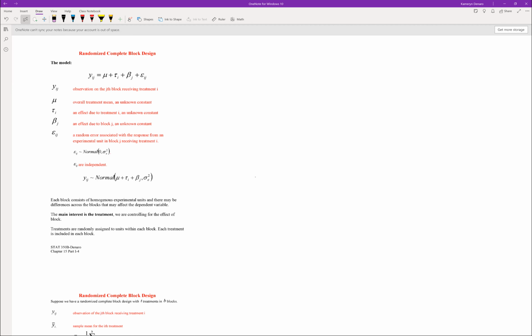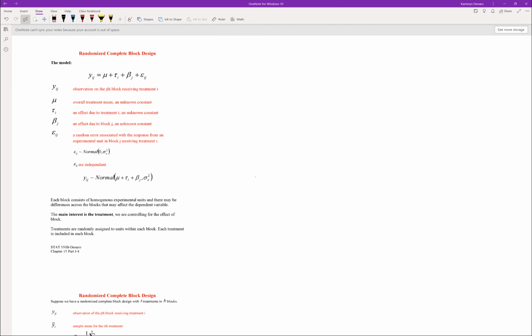Remember that those epsilon ij's follow a normal distribution with mean 0 and variance sigma squared epsilon. The assumption of this model is that the epsilon ij's are independent. And from that, we know that our yij's will follow a normal distribution with mu plus tau i plus beta j as the mean, and the variance should be sigma squared epsilon.